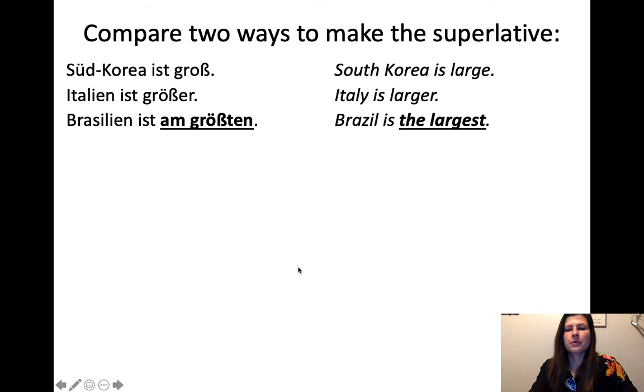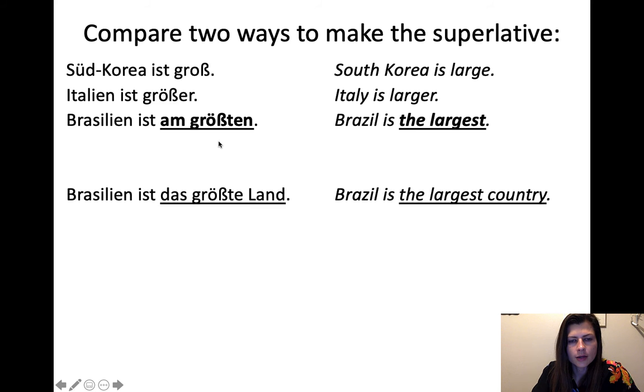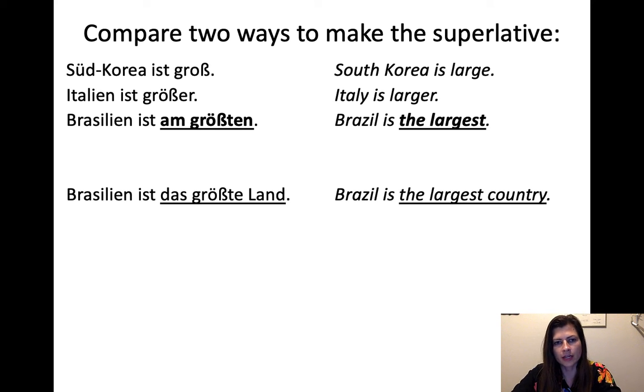Okay, so now we're going to learn one more way to do the superlative, because sometimes you want to use it in a slightly different way. So we have these examples from the last slide. Südkorea ist groß, Italien ist größer, Brasilien ist am größten, the largest. So when we say am größten, it's just the largest, and you can't put a noun after that. It's just how you say it in that structure. But then sometimes you want to say the largest country, right? So in that case, you have to say whatever the gender is of the noun you're using. Das Land is neuter, so we're going to say das. And then we have this ending here, das größte Land, the largest country, das größte Land.